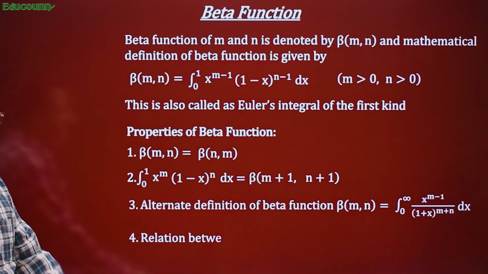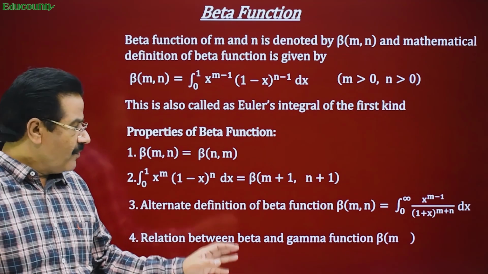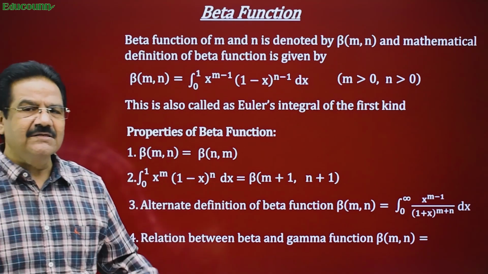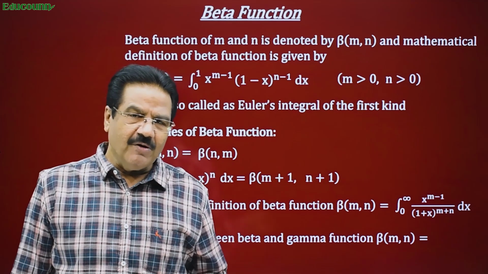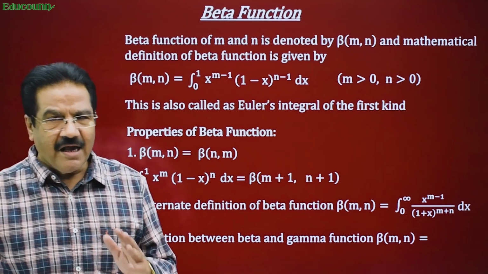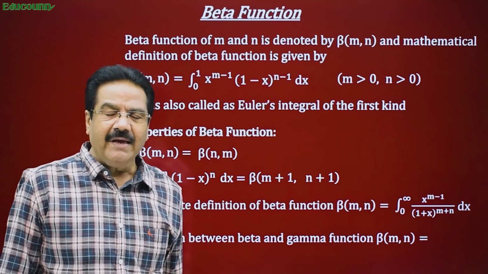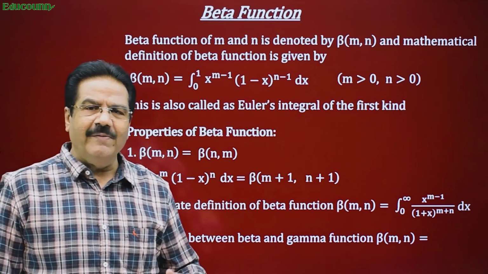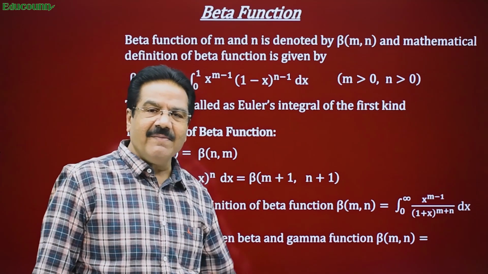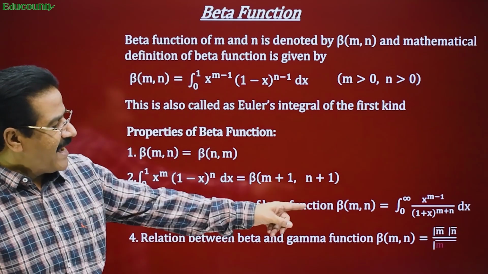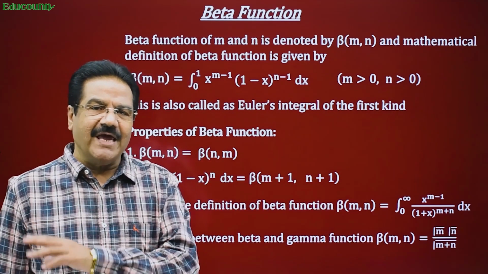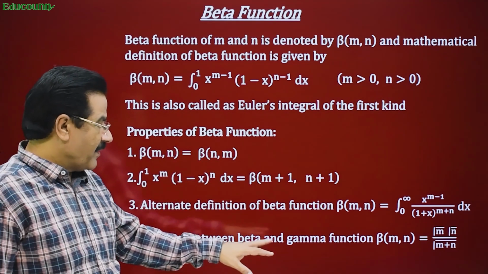Let us take property number 4, very important, that we require while solving the examples. Whenever we get the answer in terms of beta function, it should be converted in terms of gamma function and then into a final answer. And therefore, this is the most important property that we require while solving the examples. So the relation between beta and gamma function is given by beta(m, n) is equal to gamma m into gamma n upon gamma of m plus n. So these are the 4 properties.